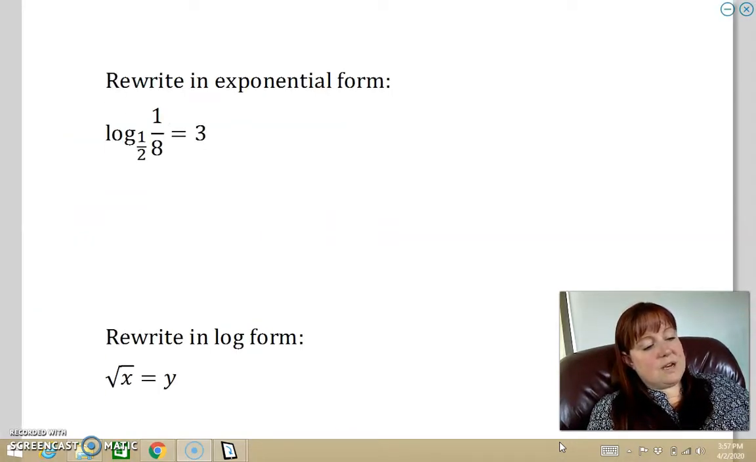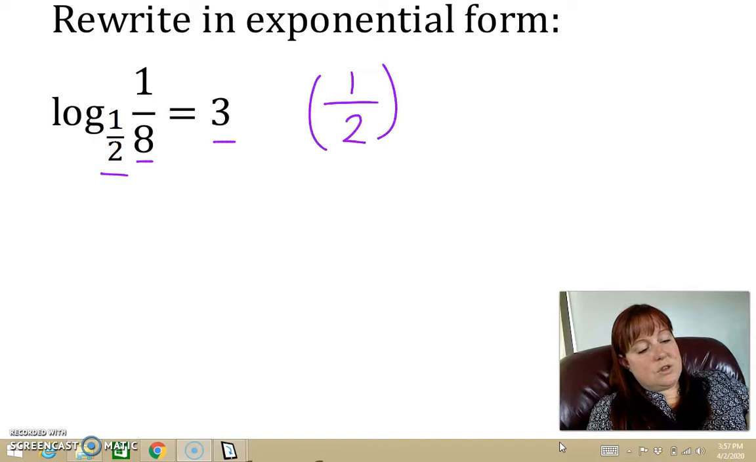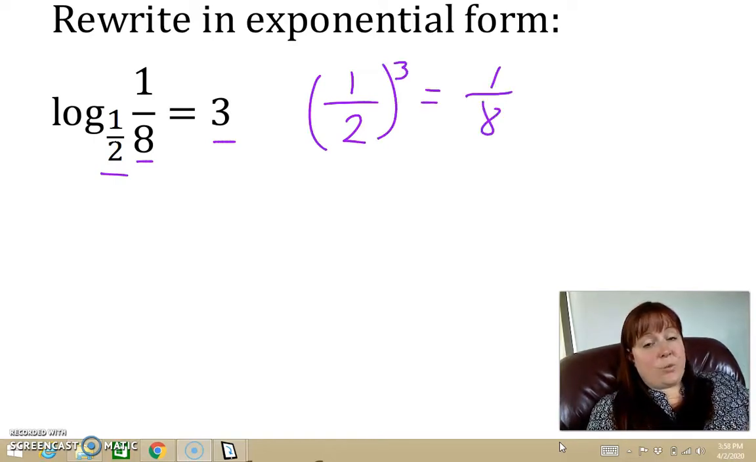Okay, we're going to rewrite this one in exponential form. So this is a base, this is an argument and an exponent. So we start with our base to the exponent equals our argument. And is that true? Is 1/2 to the 3rd 8? Yeah, absolutely, because it's 1 cubed over 2 cubed, which is 1 over 8.